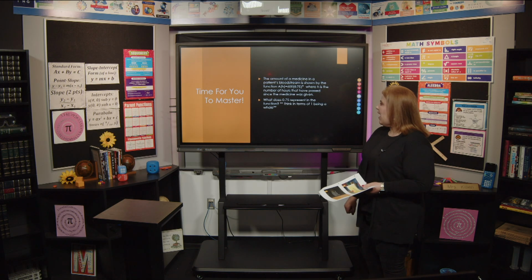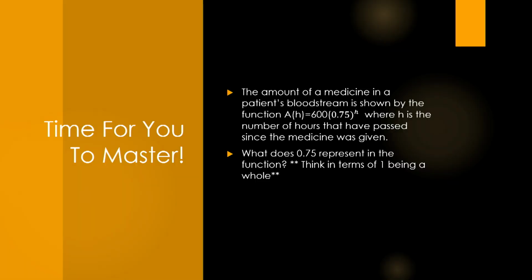All right, let's see what we've got. The amount of a medicine in a patient's bloodstream is shown by the function A(H) = 600 × (75/100)^H, where H is the number of hours that passes since the medicine has been given. What does 0.75 represent in this function?